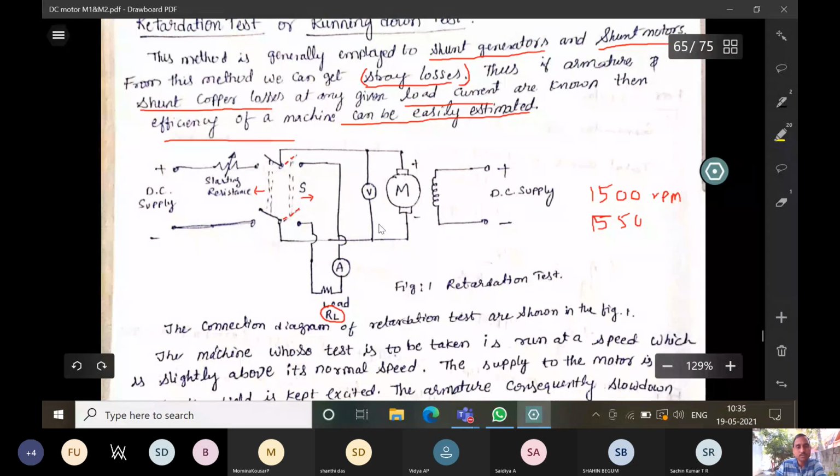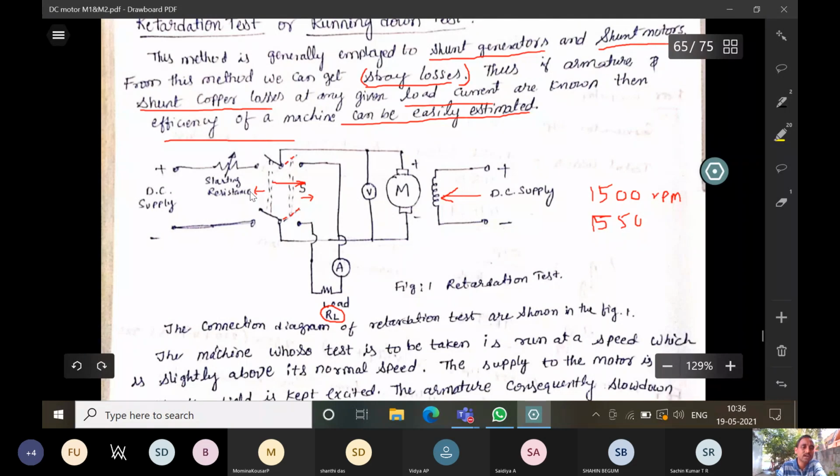So after exciting the supply of the field, immediately you switch off the DC supply, and immediately you close the switch towards the load. This is the two-way switch. Either you can connect towards the DC supply or you can connect to the load side. There are two operations of this switch.